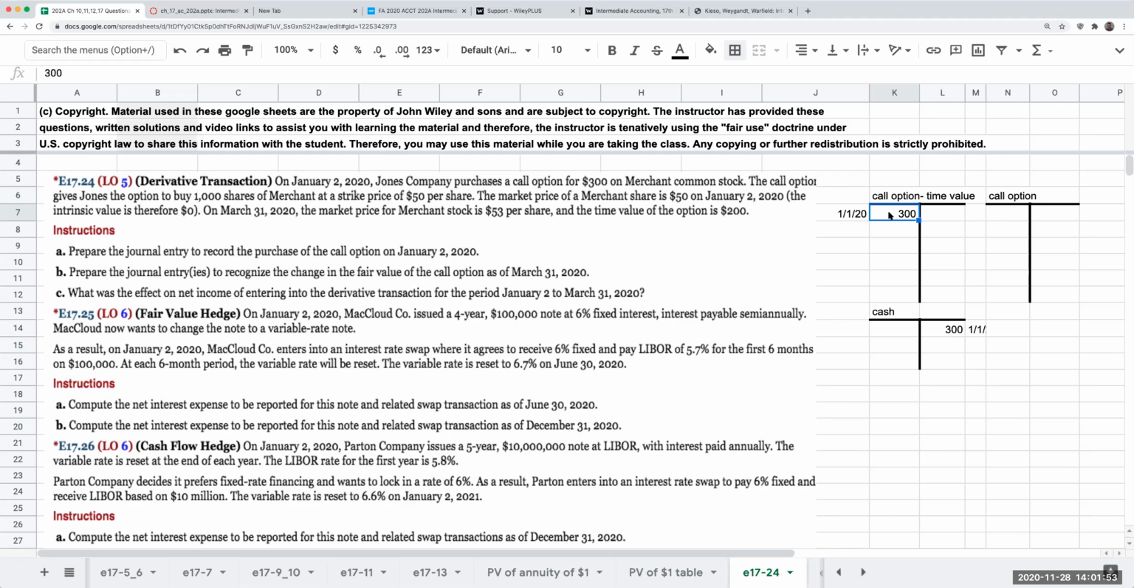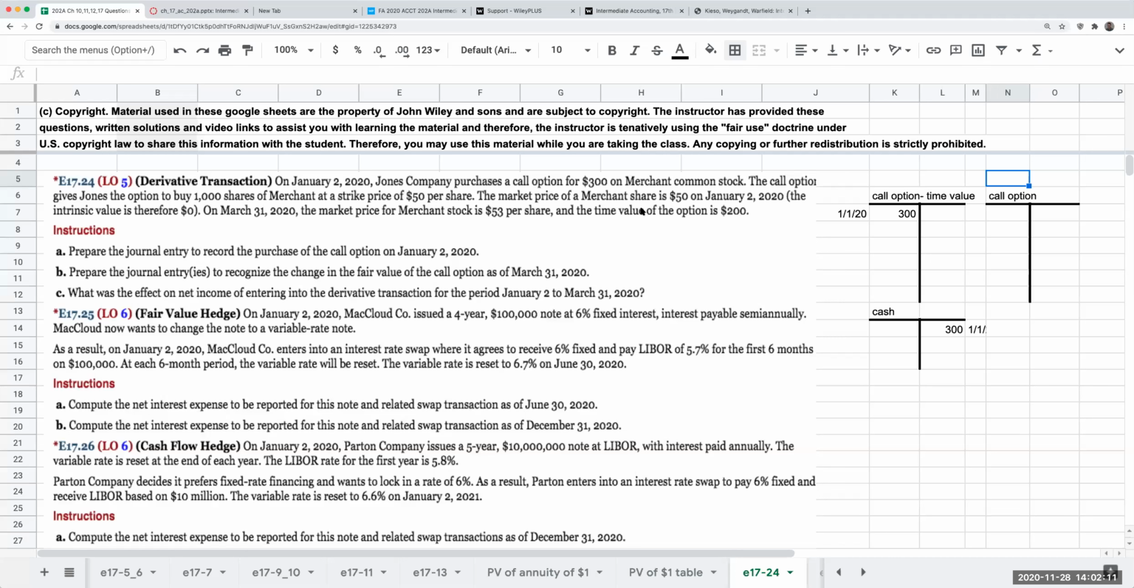as time goes on, this time value is eventually going to go to zero. But the call option is actually going to have value if the share price goes up.